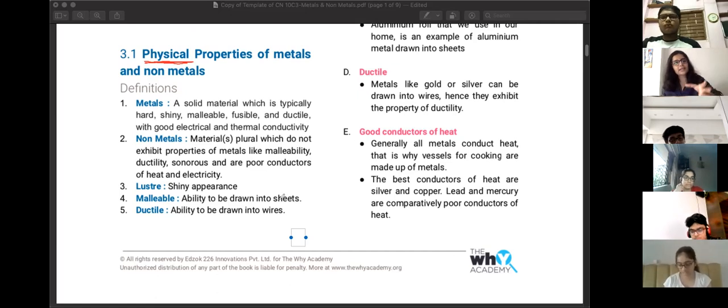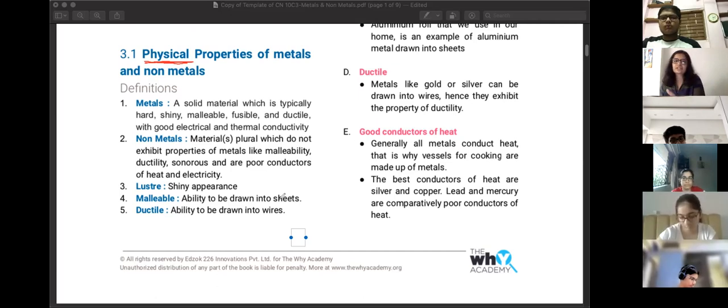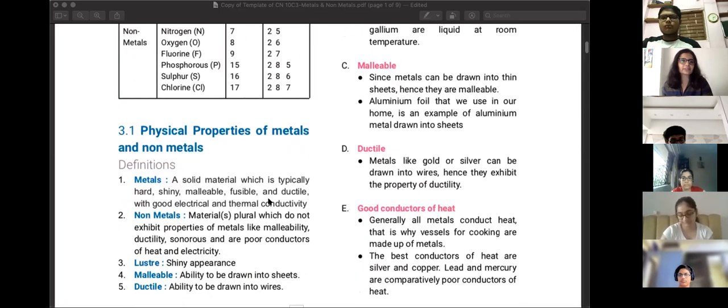Chemical properties are how it changes at the chemical level, like what sort of reactions it undergoes. So this is the basic difference between physical properties and chemical properties, just like physical change and chemical change. This whole chapter will be talking about metals and non-metals.